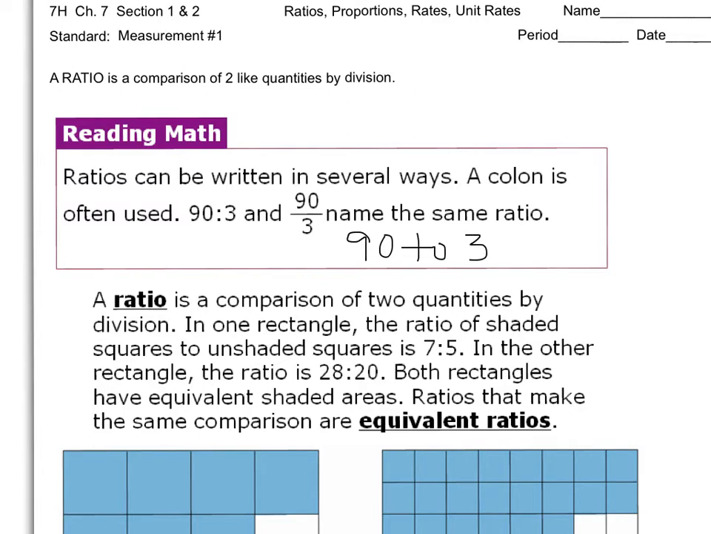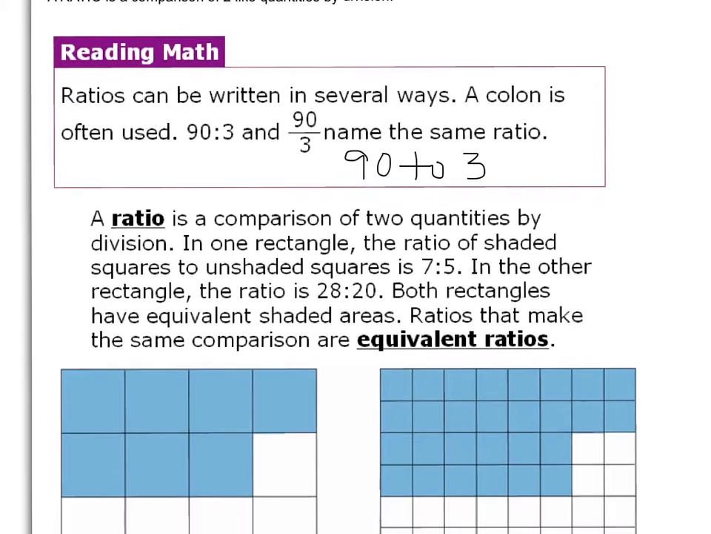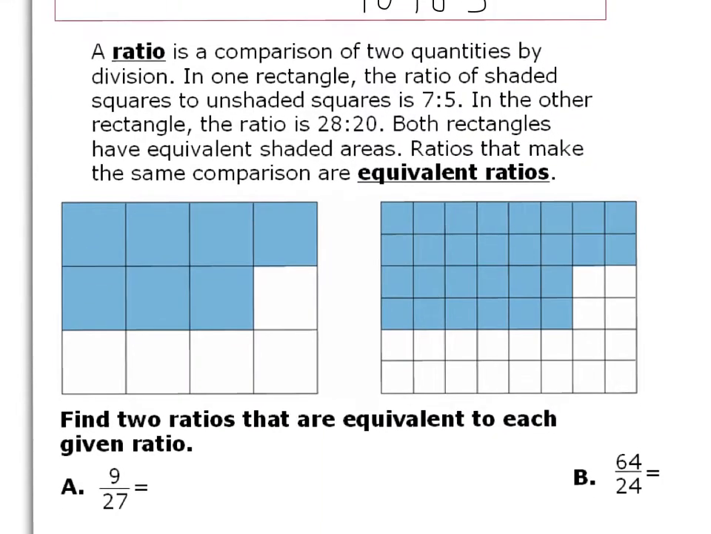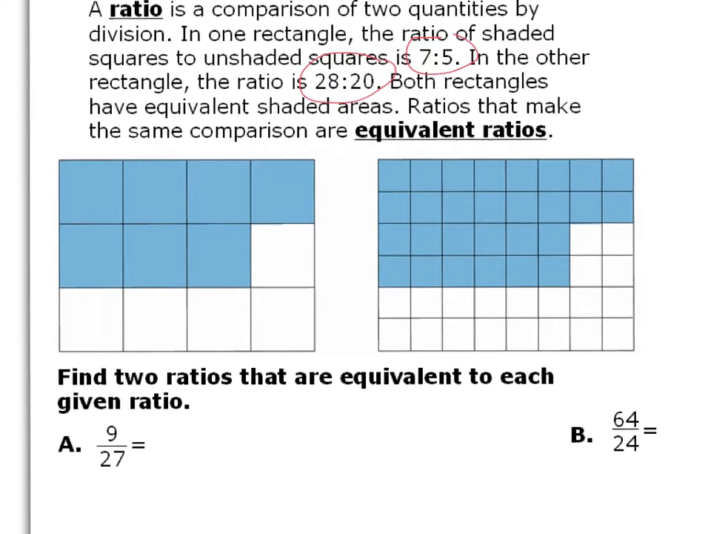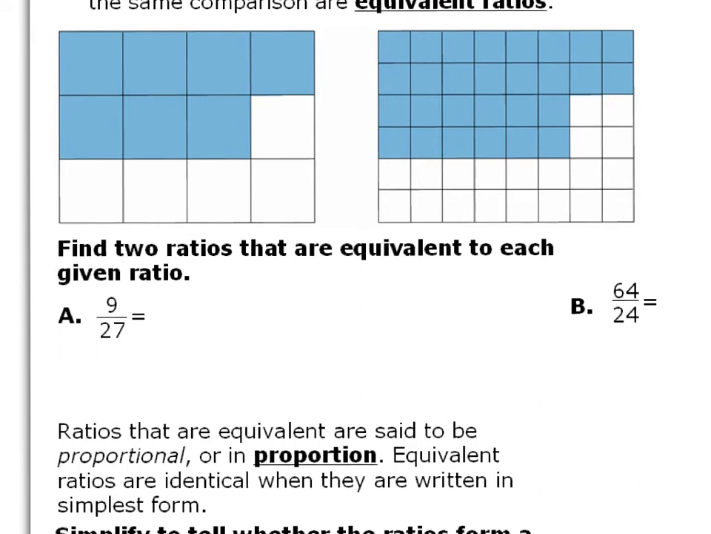Okay? So like we said already, a ratio is a comparison of two quantities by division. If I scroll down here, in one rectangle, the ratio of the shaded squares to the unshaded squares is 7 to 5. That's this top one. And in the one next to it, the ratio is 28 to 20. Both rectangles have equivalent shaded areas. Ratios that make the same comparison are equivalent. Therefore, 7/5 is equivalent to 28/20 because they both take up the same space. They're just broken down into different numbers of pieces.